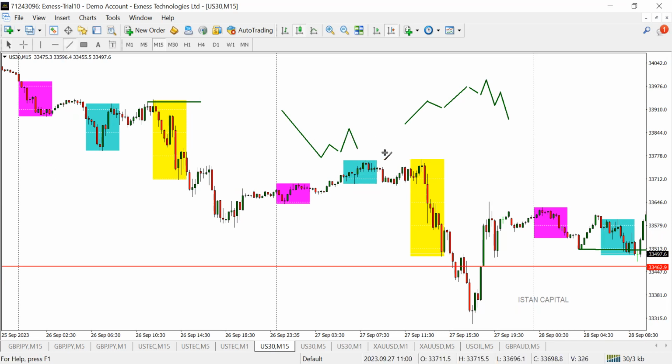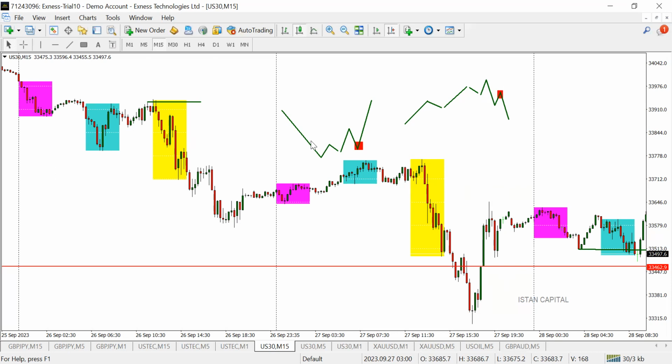My entry is the engulfing around this area, the 15-minute, 5-minute engulfing around this area for the pump. Once I get my 15-minute engulfing or 5-minute engulfing, I enter. Those are my entries, you understand? So that is basically my strategy.